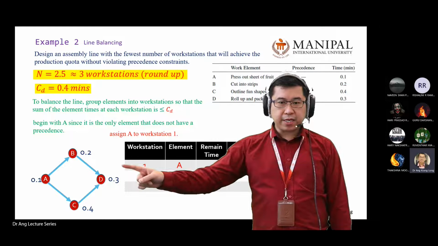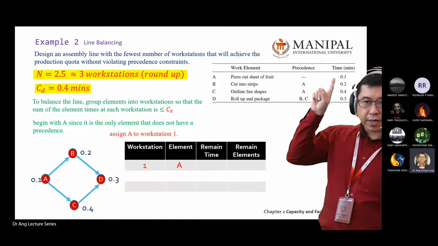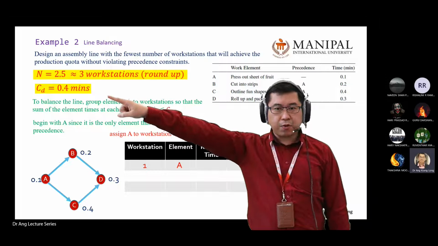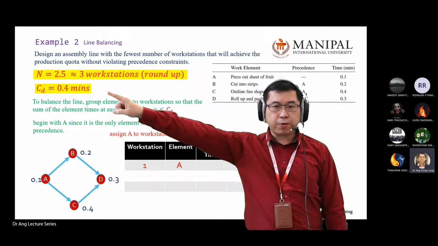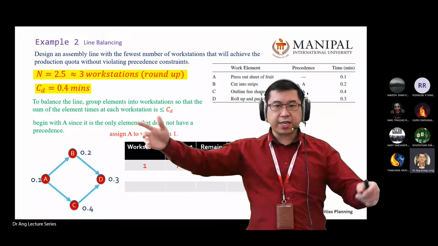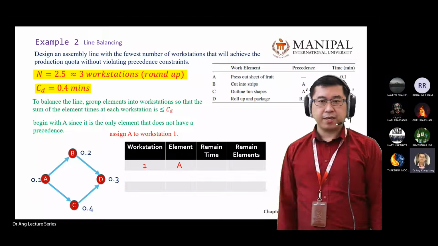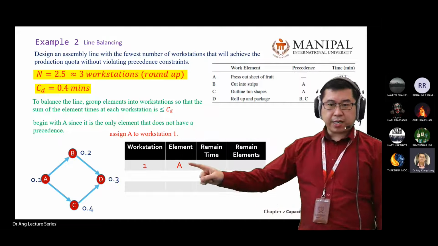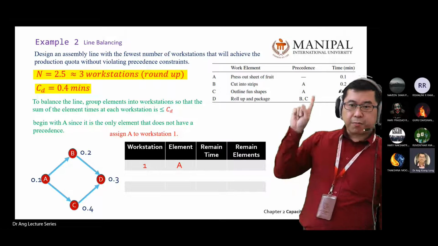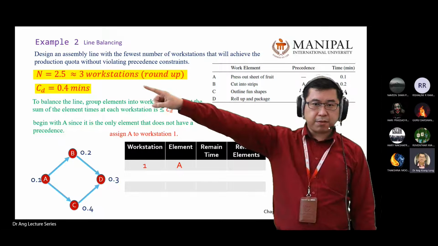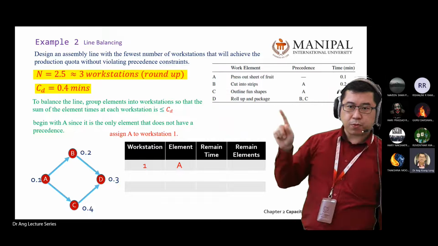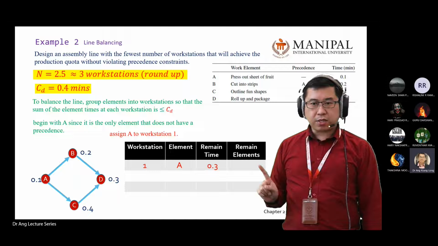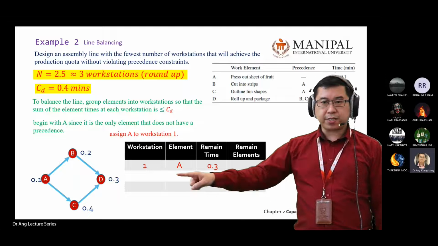Element A is 0.1. It takes 0.1, but my design time is 0.4. So one workstation cannot be more than 0.4 minute. You put A already, so the remaining time will be 0.1 and then maximum 0.4. So 0.4 minus 0.1, the balance still has 0.3. This is the balance of the process because A is already taken.